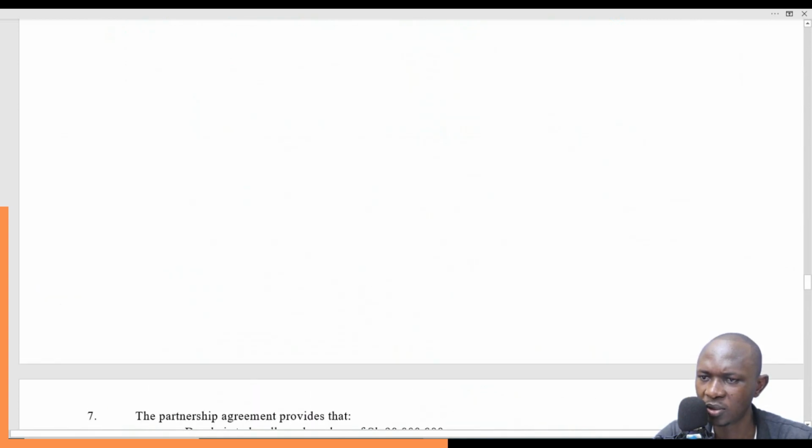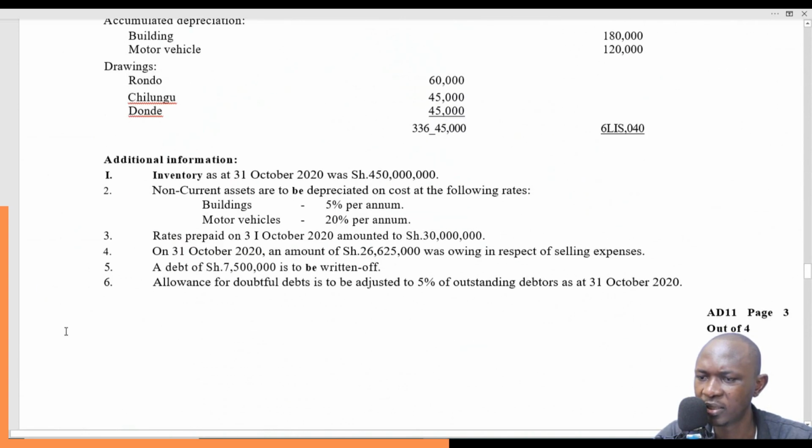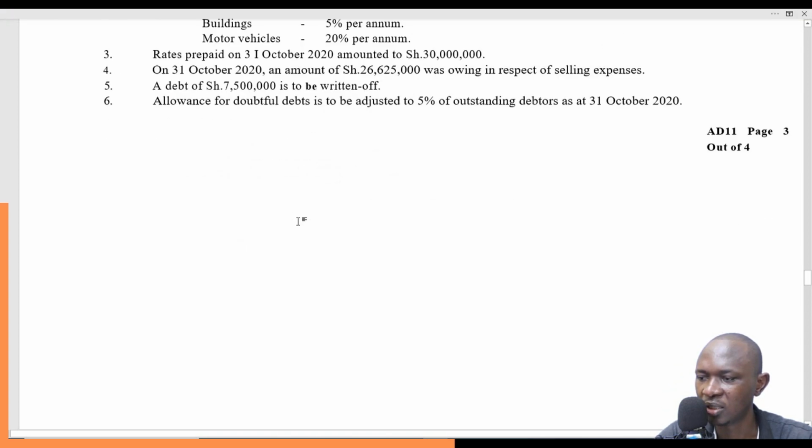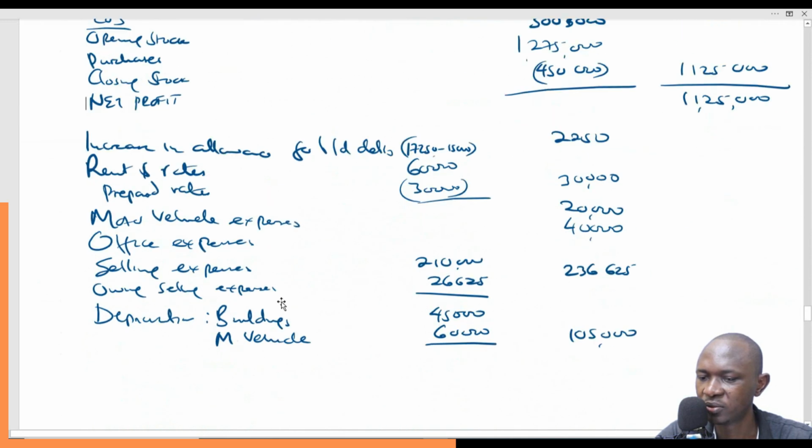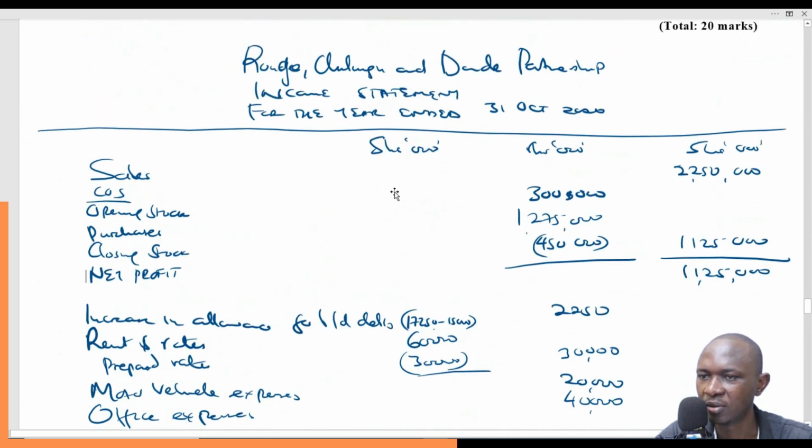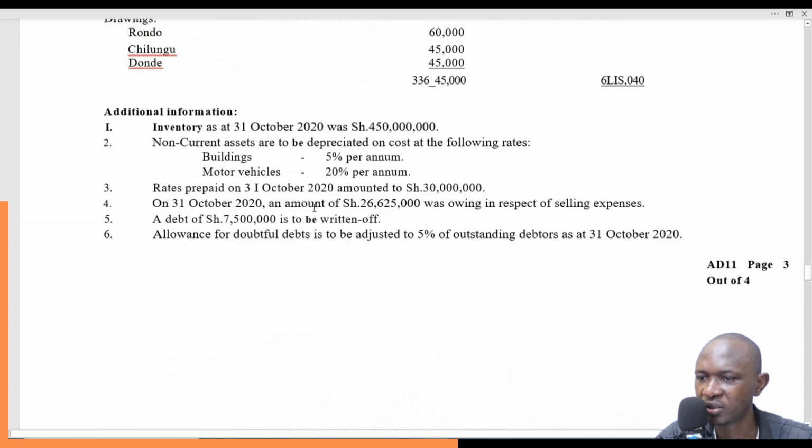Then we go back to the third item, rates prepaid. I think we've captured that one. Confirmation is always good, so let's just check. We can always go back and check if we had captured it. So rates prepaid, I think it's very clear we captured it.